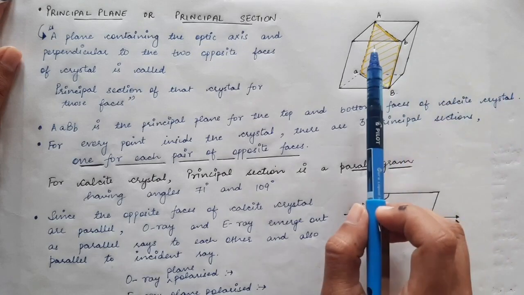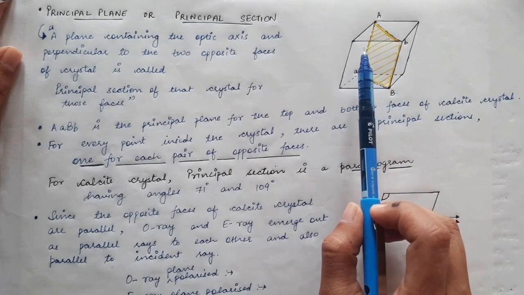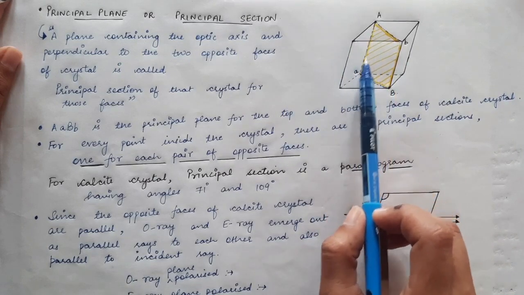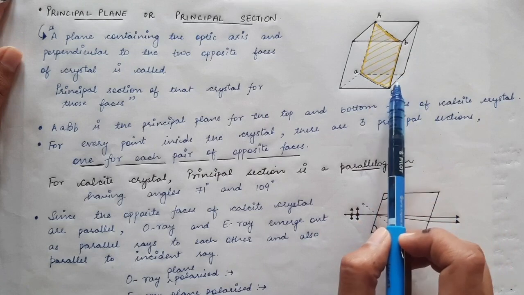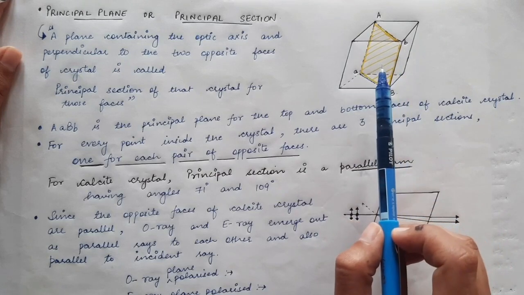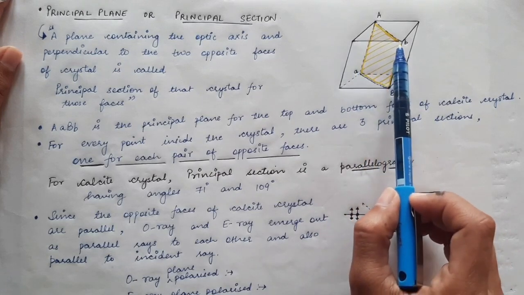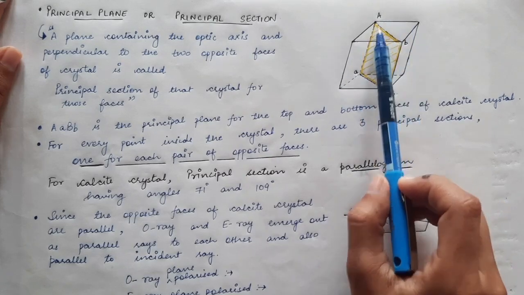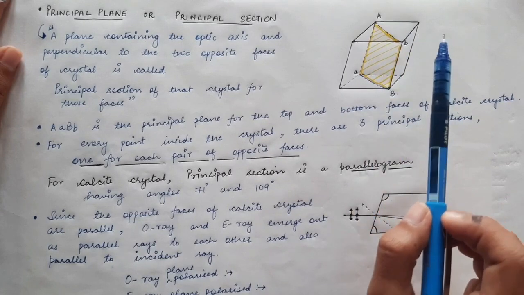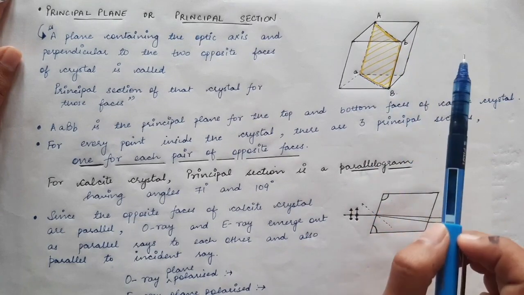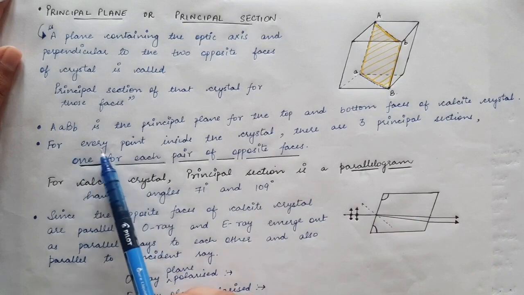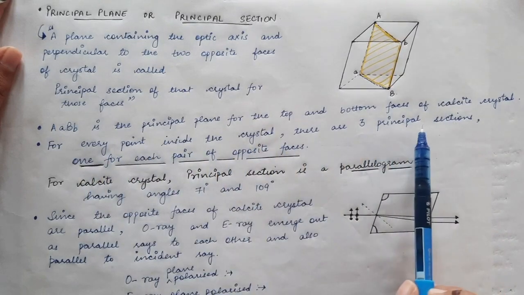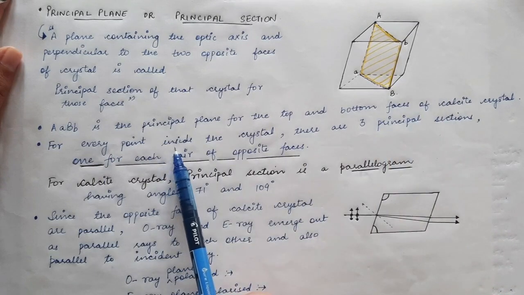And if I want to take into account the principal section for the other two opposite faces, let's say one face at the left and another at the right hand side, the plane will be different. And similarly, I can draw the principal section for the face at the front and the face at the back. That will give me another principal section. So for every point inside the crystal, there are three principal sections.